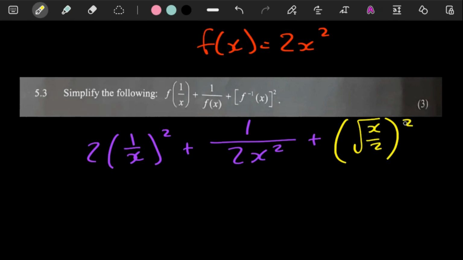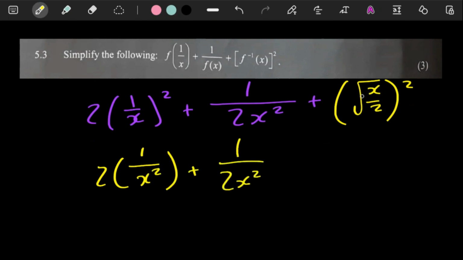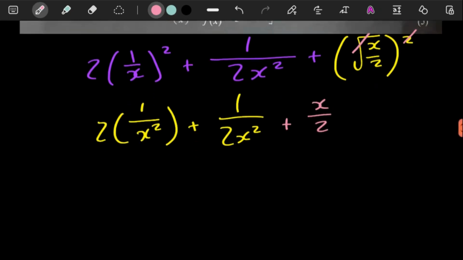But anyway, square root and the square, it means the square root cancels out. So here, 1 squared is a 1, x squared is x squared, and then 1 over 2x squared. So here, anything under square root, if you square it, these cancel out, right? So you're going to have plus x over 2. Since they want us to simplify, let's see how far we can go. This is going to be 2 over x squared plus 1 over 2x squared plus x over 2.